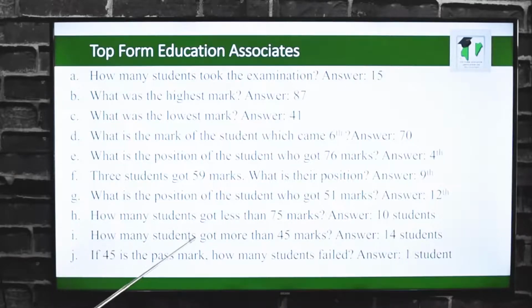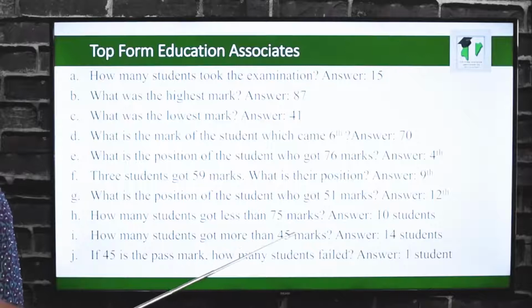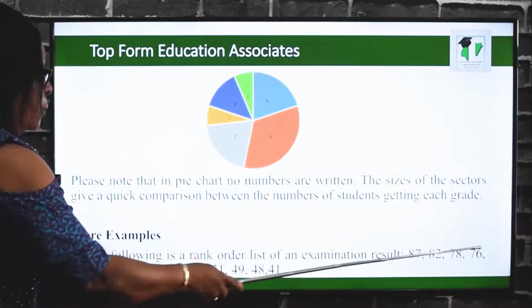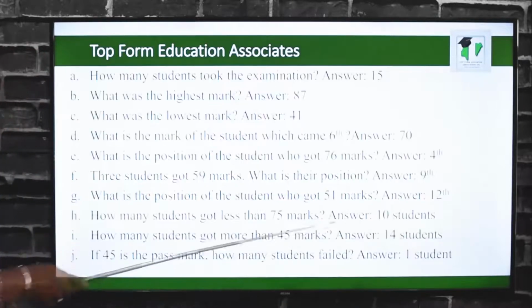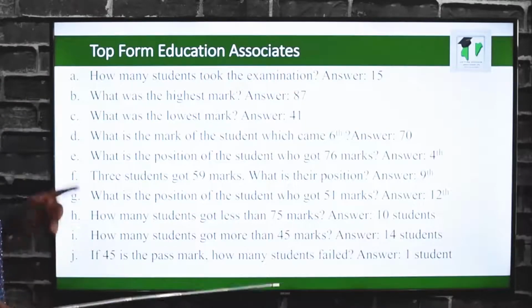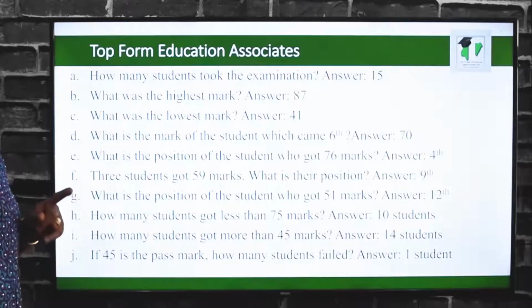How many students got more than 45 marks? More than 45. 1, 2, 3, 4, 5, 6, 7, 8, 9, 10, 11, 12, 13, 14. 14 students. I want you to note that in that test, no student scored 45.